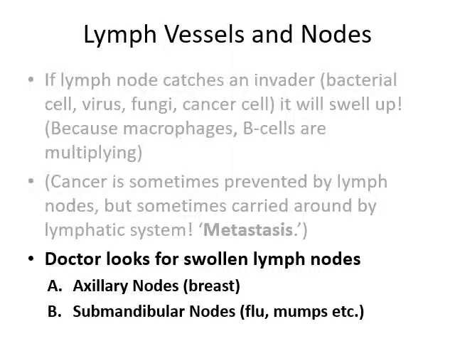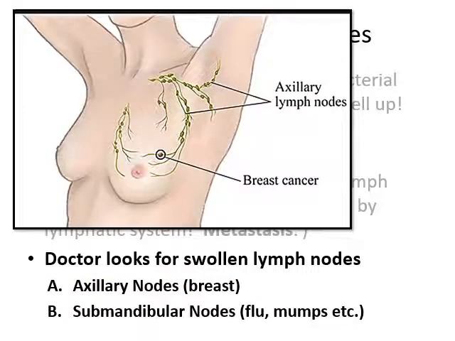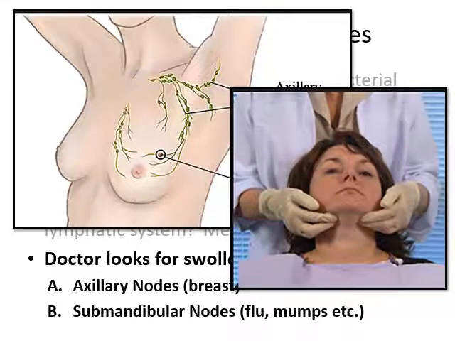So when you're sick, the doctor will check at least two sets of lymph nodes in your body: the axillary lymph nodes, which are often swollen if you're fighting breast cancer, but other diseases as well, and the submandibular nodes, which are right underneath your jaw, which are often swollen if you're combating the flu or a viral disease called mumps. Right, so here we are checking the axillary lymph nodes, and here we are checking the submandibular lymph nodes.